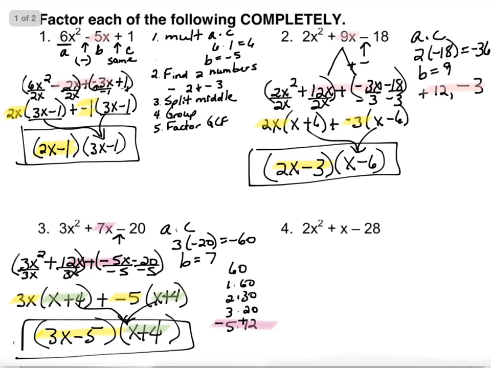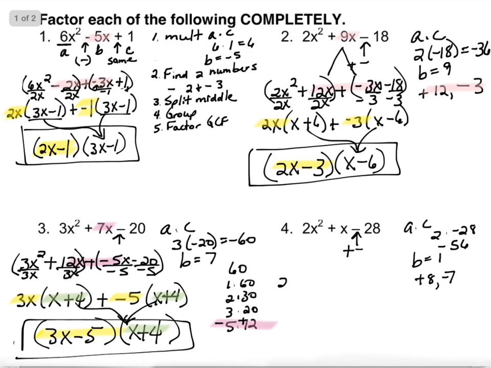Number 4. A times c is 2 times negative 28, which is negative 56. B is x. B is 1. If it's just an x, that's going to be 1. Signs are different. So I have 8 times 7 is 56. I need to be a positive 1, so the 8 is positive, the bigger number is positive.